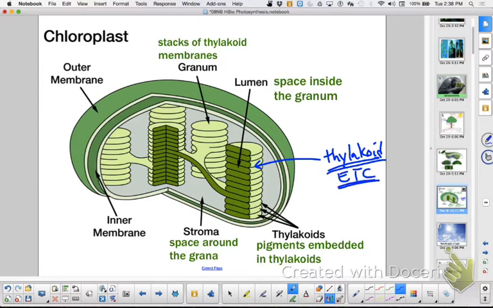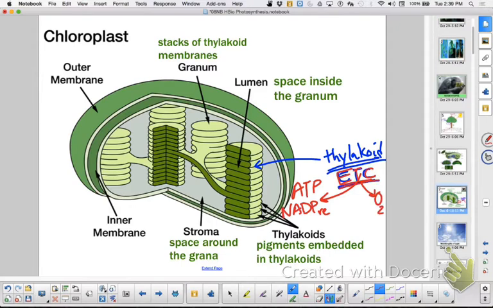What do you get as a product of the electron transport chains? ATP. You're going to get ATP, and what else? The formation of glucose? Not from the electron transport chains. Reduced NADP. And you get one other product that is just released out of the plant. Oxygen, good.